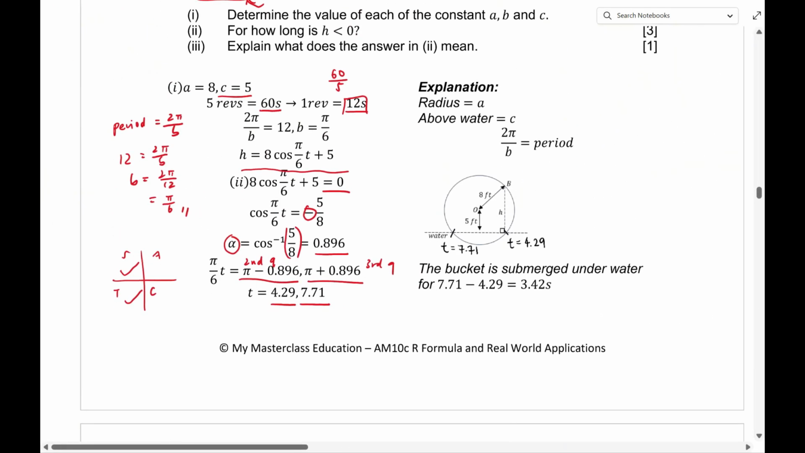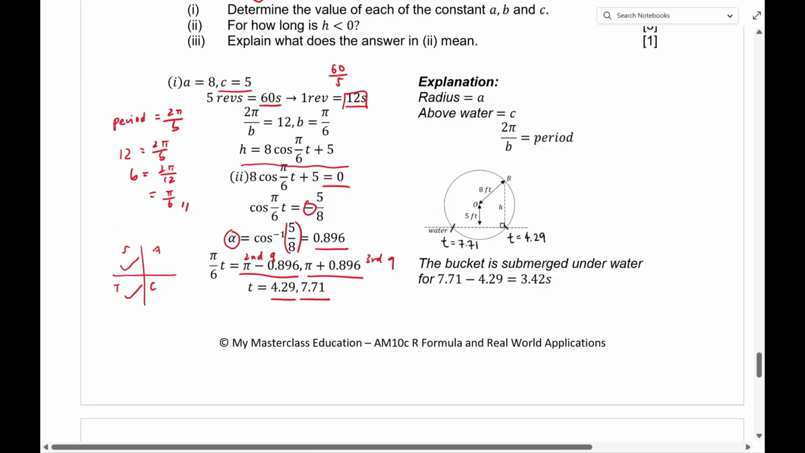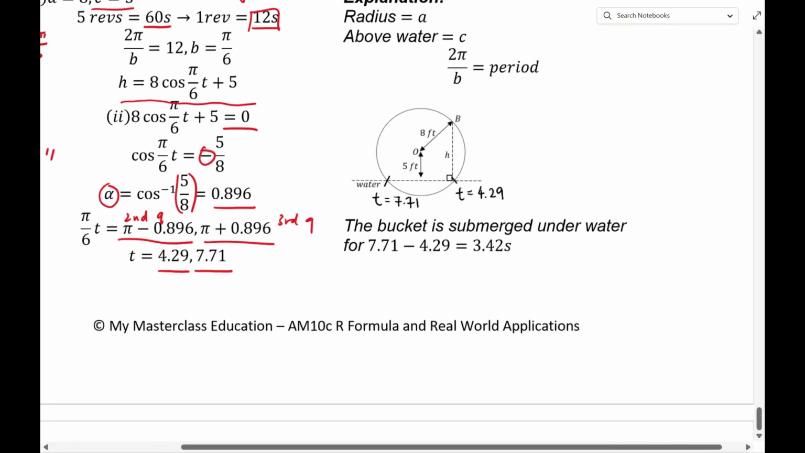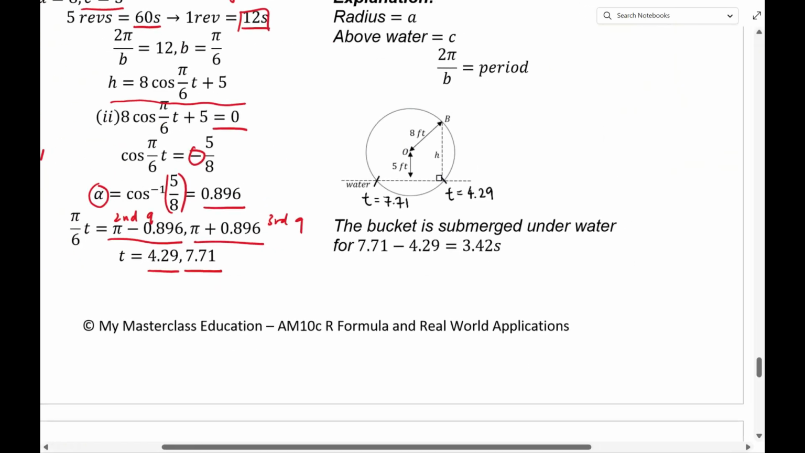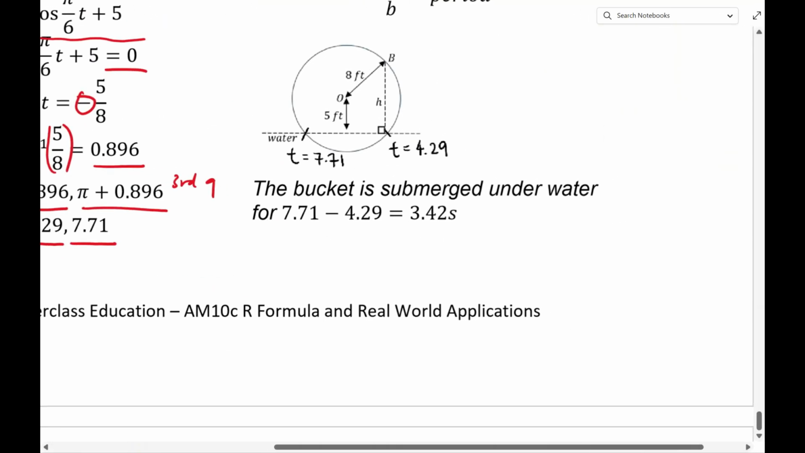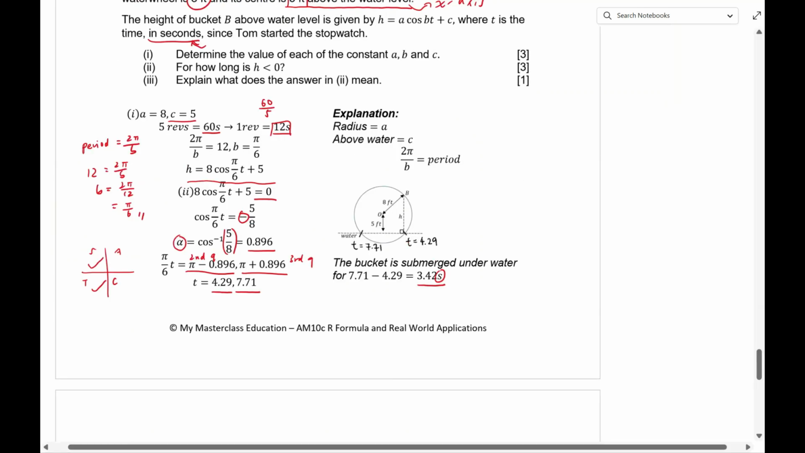Then, since the question is asking for how long, the duration that h is less than 0, we need to find the difference between these two x-intercepts, which is 7.71 minus 4.29, equating to 3.42 seconds. Don't forget the units. Part 3.